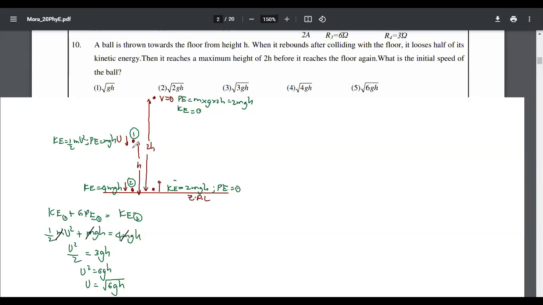That's the difference. This question is a very good question. I really love this one. Not a conventional question we get. Normally we drop objects. Here we have thrown objects, so it can rise higher.